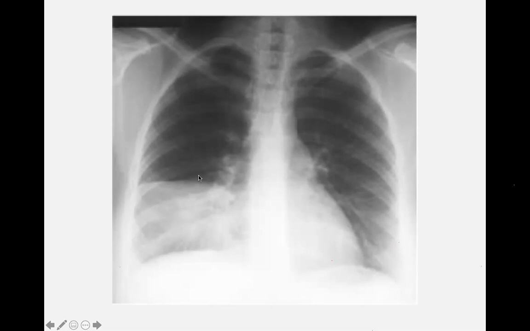And you can also see some white opacification in the right lung, in the lower zone of the right lung. Because as you know, the lung is divided into different zones. You have the middle zone, upper zone, and lower zone, and the same thing with the left lung.